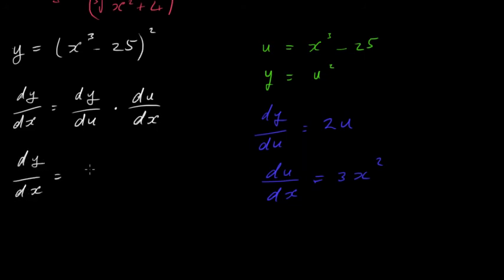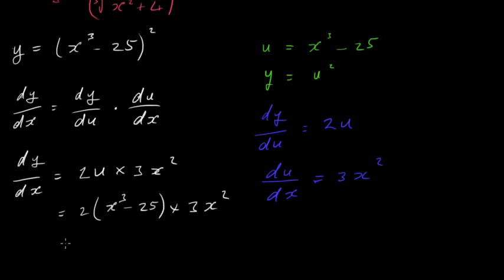and that's simply going to be dy/du, which is 2u, multiplied by 3x squared. Now you would be expected to substitute in what u was. Well, we know u was x cubed minus 25, so put that in there, multiplied by 3x squared.